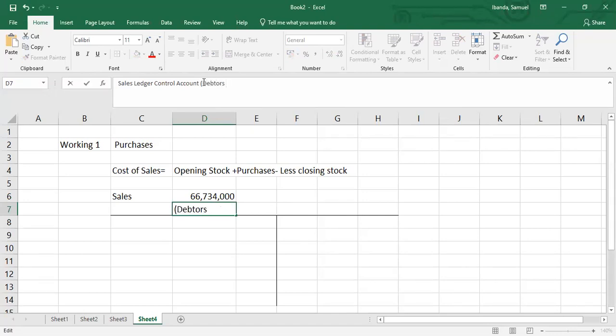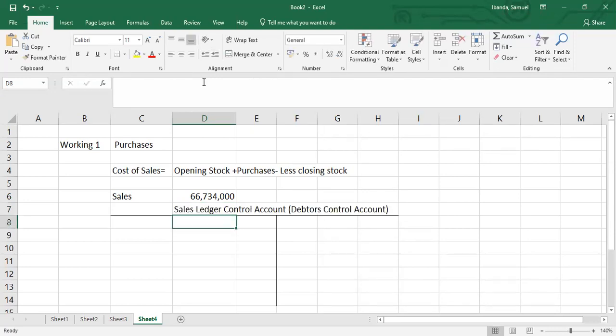This is a debtors control account. It is basically controlling our debtors balances. And you know that debtors come into place because of sales, okay? So that is why they share the name when it comes to that.